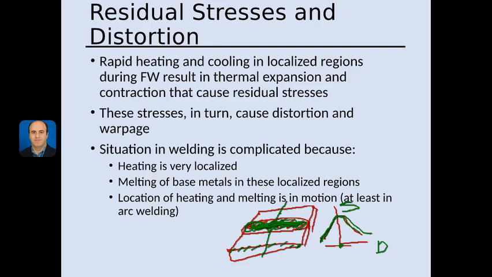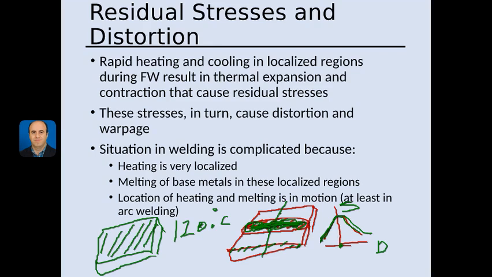If you take one plate and put it in the furnace and raise the temperature to even 1200 degrees Celsius, and then cool it down uniformly, there won't be any stress on the sample. But localized heating is different, and it causes distortion, stress, and warpage. That is one of the main problems in the welding process.